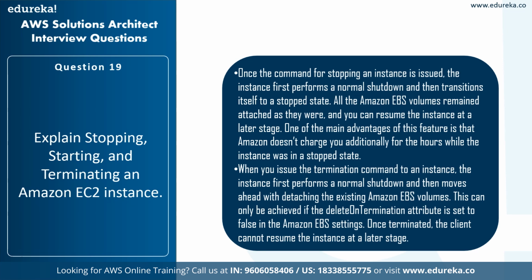When you issue the termination command to an instance, the instance first performs a normal shutdown and then moves ahead with detaching the existing Amazon EBS volumes. This can only be achieved if the delete on termination attribute is set to false in the Amazon EBS settings. Once it is terminated, the client cannot resume the instance at a later stage. So this was all about stopping, starting, and also terminating an Amazon EC2 instance.